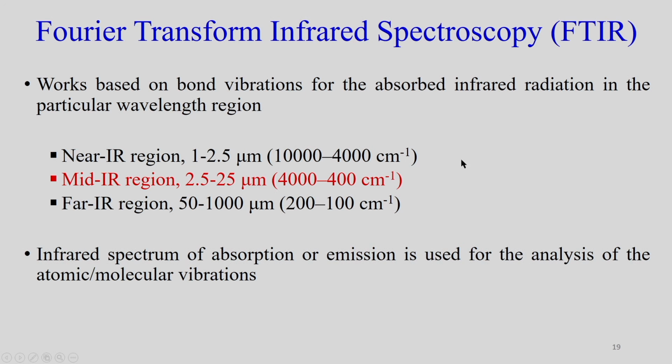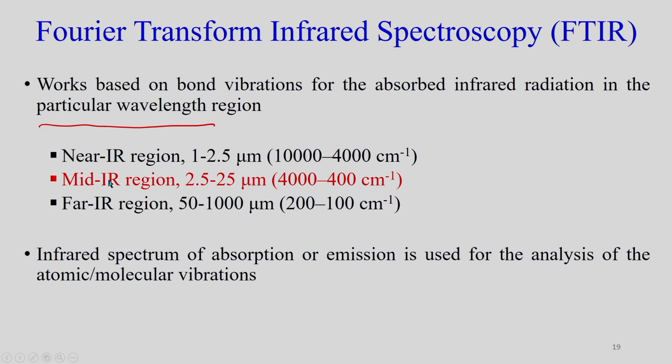Different functional groups will get activated at a particular wavelength, or this is the wave number. Most commonly you go for the mid IR region, 400 to 4000 centimeter inverse. The infrared spectrum of either absorption, transmission or emission is used to analyze the atomic or molecular vibrations, and depending on a particular wavelength we decide which type of functional group is present, like C double bond O, C bond C or C bond N.